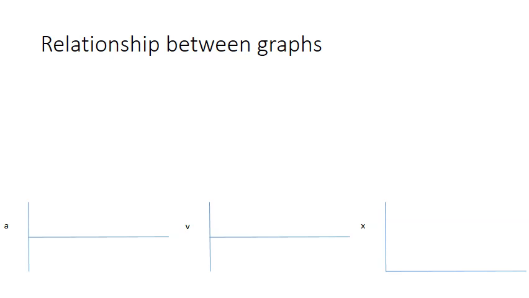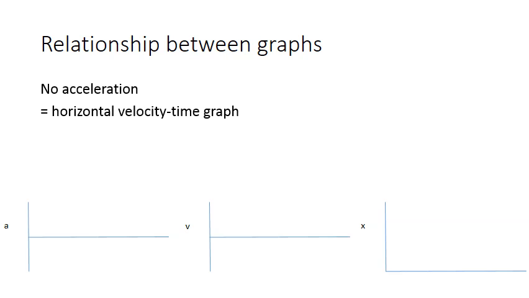cases. We're going to start with the case of no acceleration. If there's no acceleration, then we're going to have a horizontal velocity time graph. And if we have a horizontal velocity time graph, then we're going to have, it says upward slope, but it should just be a sloped position time graph. A single slope the whole time. For example, you can see the red line I drew showed 0 acceleration.